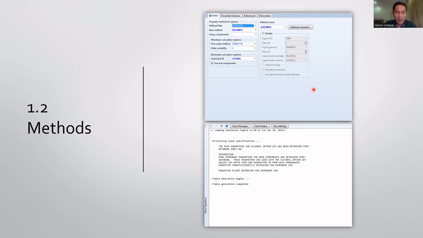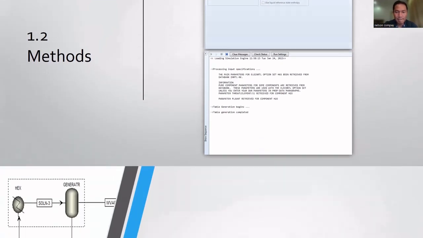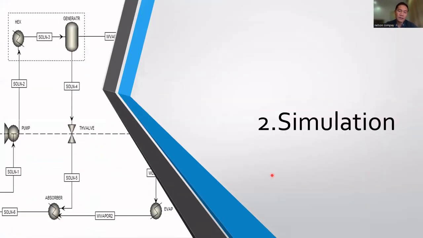Next is to define the property method. In this case, it's already pre-selected by ASPEN software based on the first input we made, and it selected the ELECNRTL. This one means electrolyte non-random two-liquid. After that, ASPEN will retrieve all component parameters needed from its data bank. So after defining all the properties, we are now ready to create a model for our simulation.